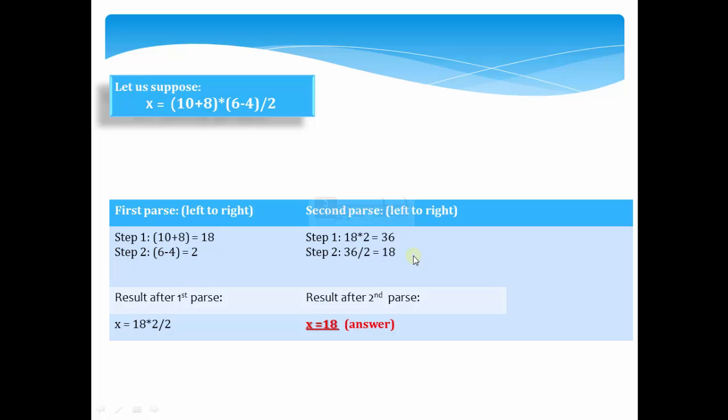When again it will traverse from left to right, it will look for the highest priority, and now we have got the highest priority of multiplication and division. So first it will multiply 18 into 2, that is 36, and then in second step it will again divide the output with 2. We will get our output as 18. So this is the correct method to solve any problem.